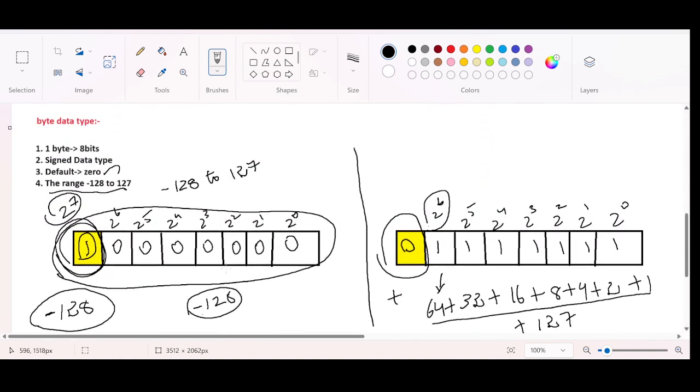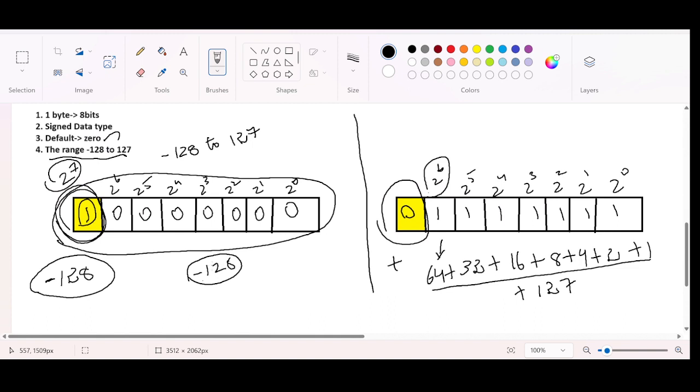Hope it is making sense. Very simple. Just try to allocate the blocks, in this case 8 blocks. Reserve the leftmost bit for the signature. And if it is a negative number, you can do 2's complement. If it is a positive number, you can just directly write the number.